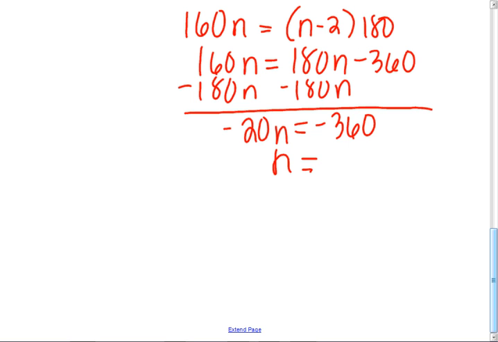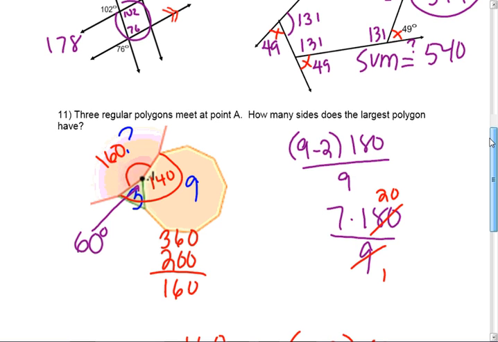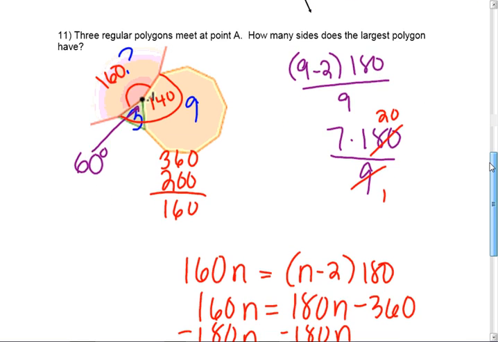Divide by 20. 360 over 20 is 18. 18 sides. But you have to have all this work. There's no way you're going to do it in your head and just come up with 18. So if I don't see the work, it's wrong. So if you want me to leave that up.